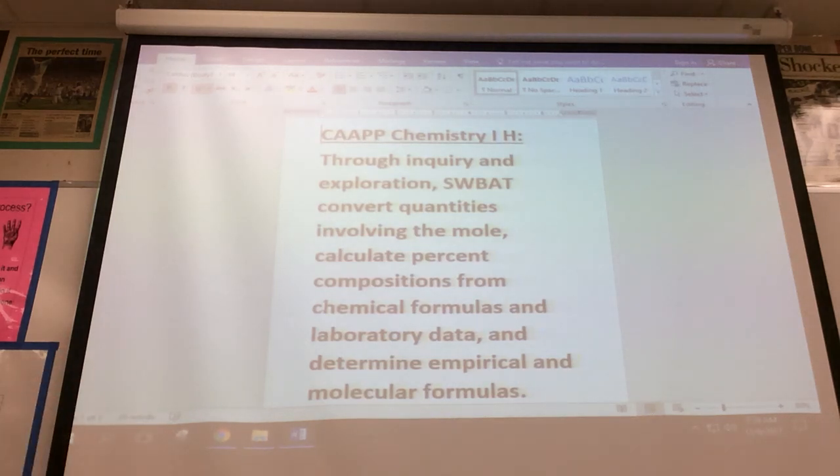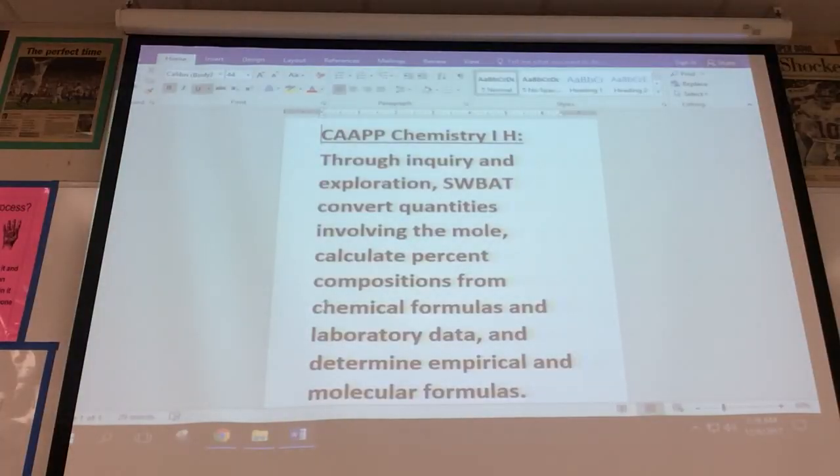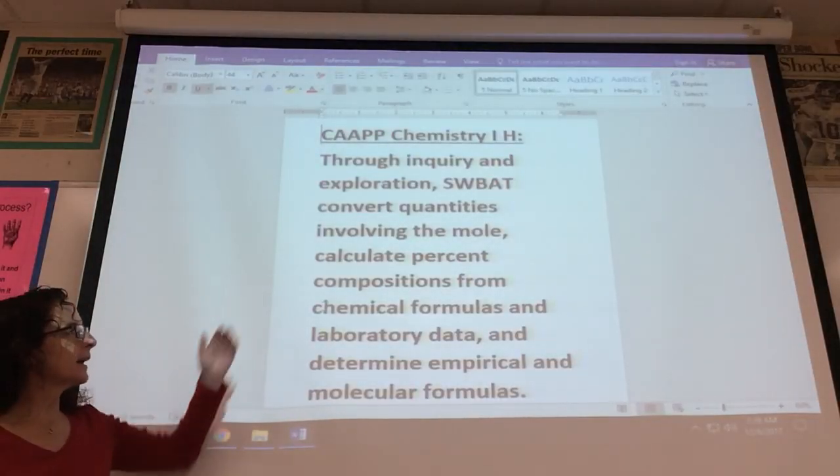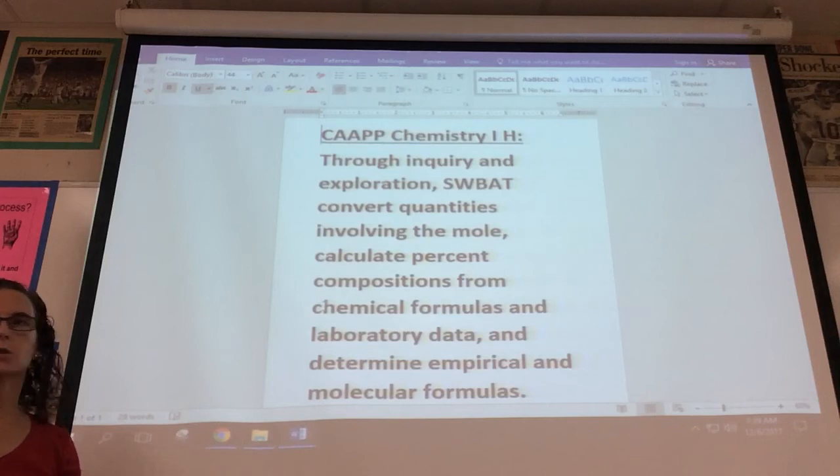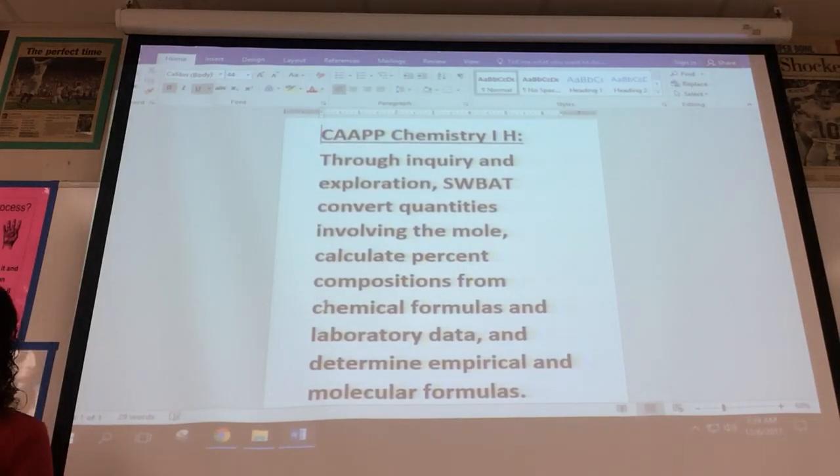We're going to continue with our chapter on the mole today. Your quiz grades show that you are very comfortable converting quantities involving the mole, and very successful in calculating percent compositions from chemical formulas. As I mentioned the other day, you have to be able to do it from laboratory data as well.